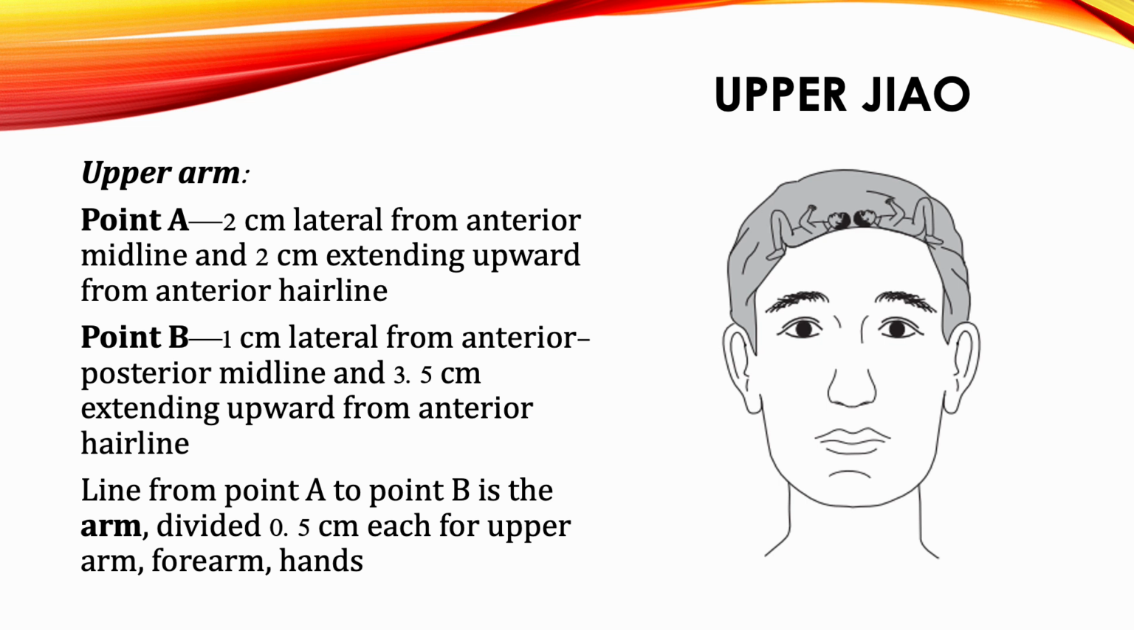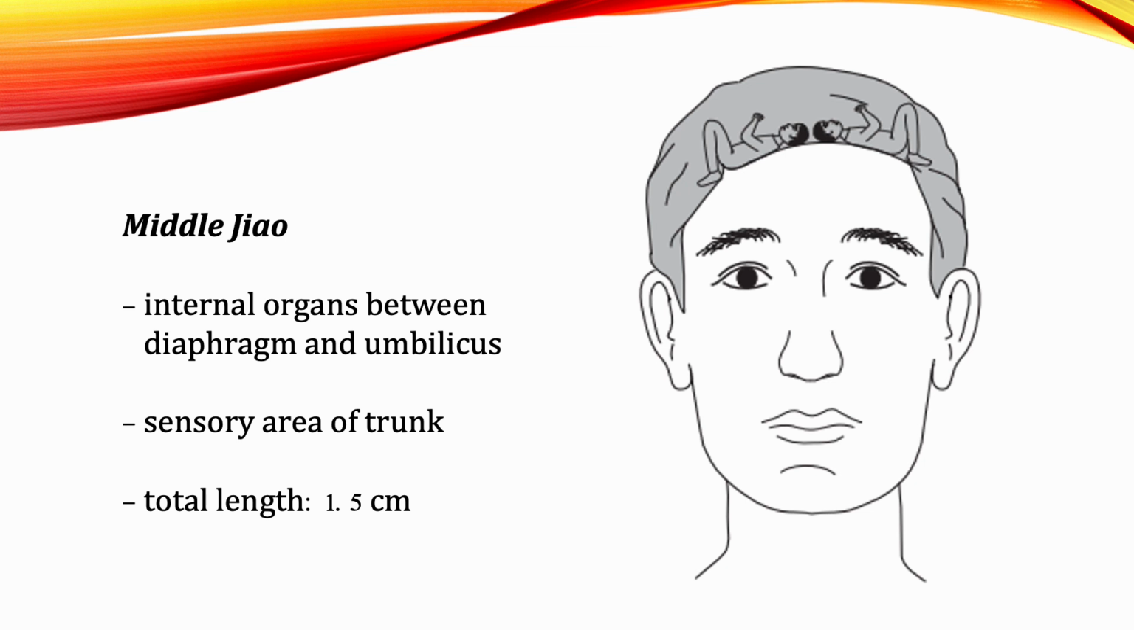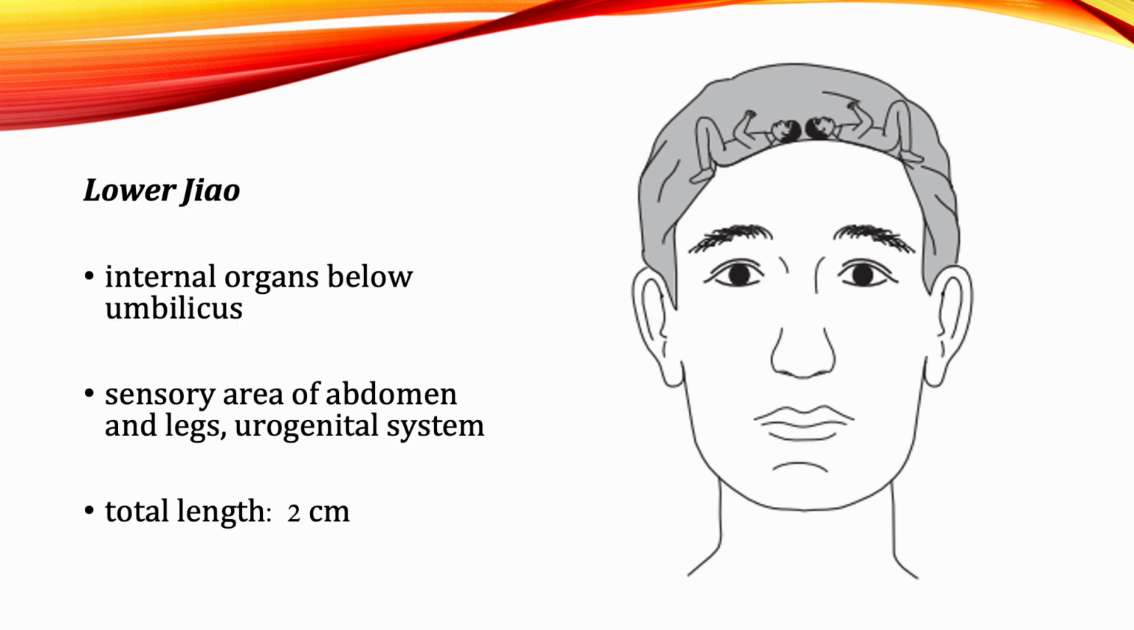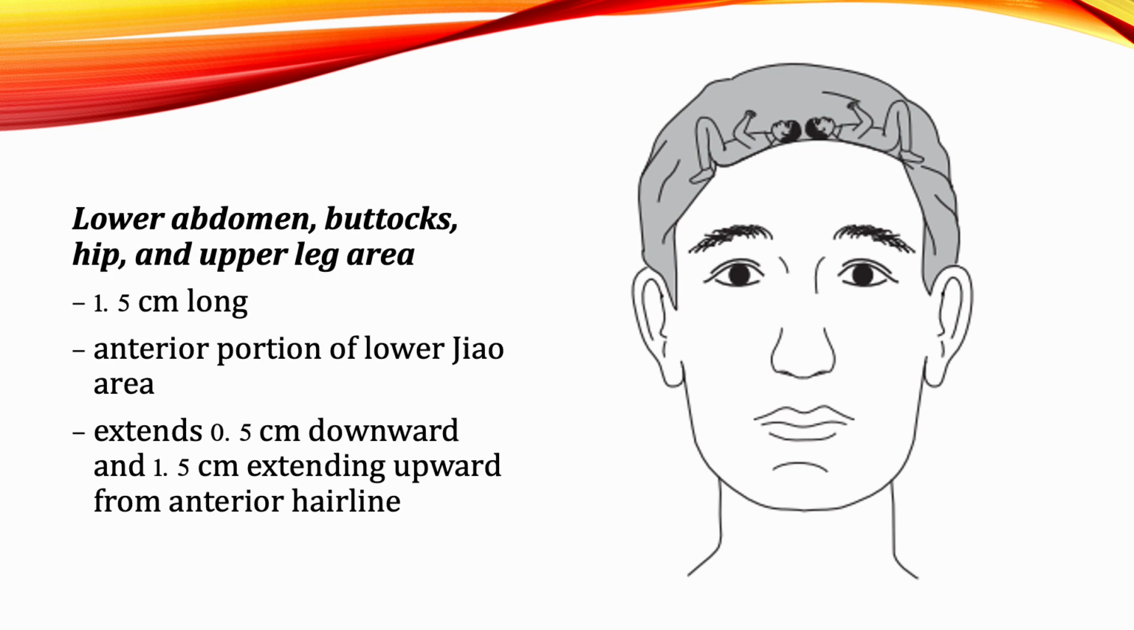and hands. Middle jaw refers to the internal organs between the diaphragm and umbilicus. It also includes the sensory area of the trunk. Its total length is 1.5 centimeters. Lower jaw refers to the internal organs below the umbilicus. It also includes the sensory area of the abdomen and legs, as well as the urogenital system. Its total length is 2 centimeters.